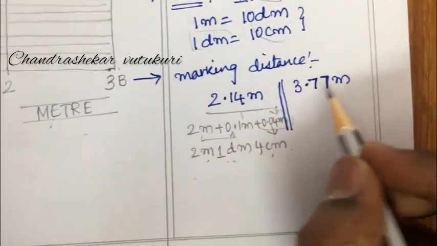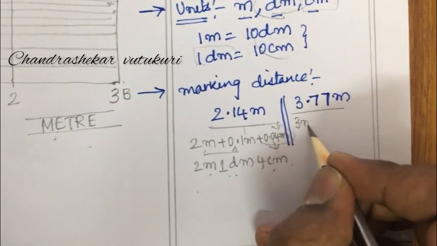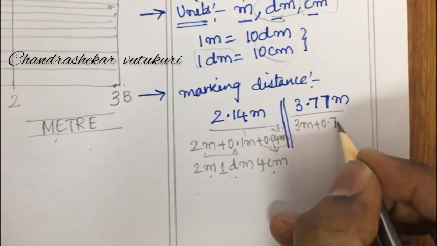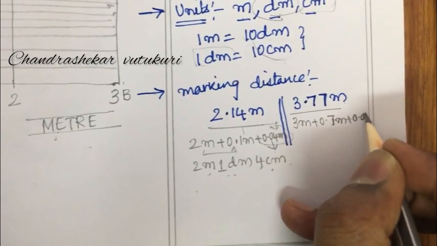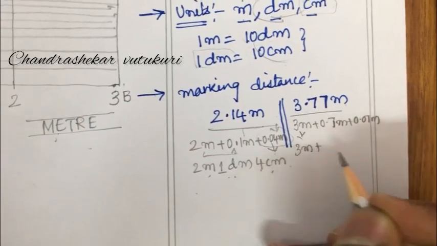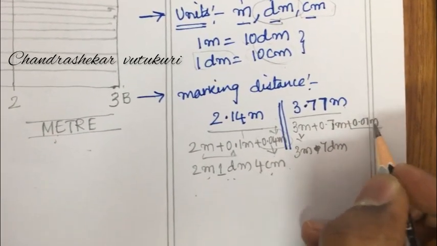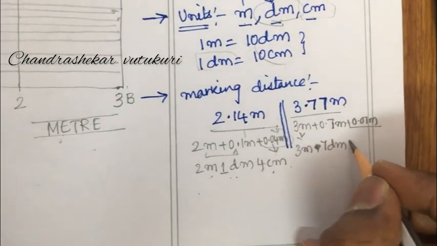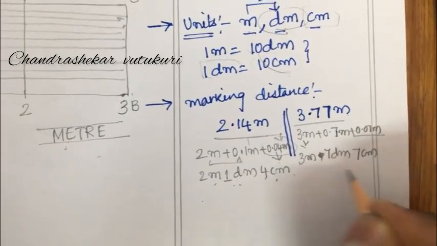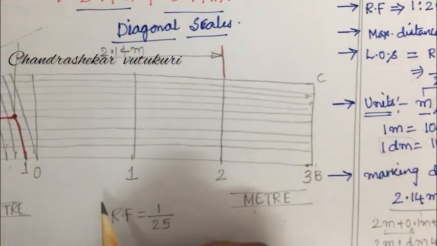Later, if you look at one more dimension here, this is 3.77 meter can be written as 3 meter plus 0.7 meter plus 0.07 meter. So it is nothing but again 3 meter plus 7 decimeter, and 0.07 meter converted to centimeter gives you 7 centimeter. So 3.77. So I have 3 meter along this.